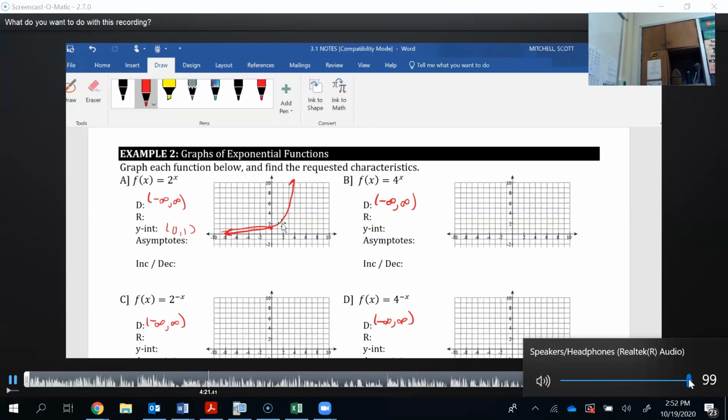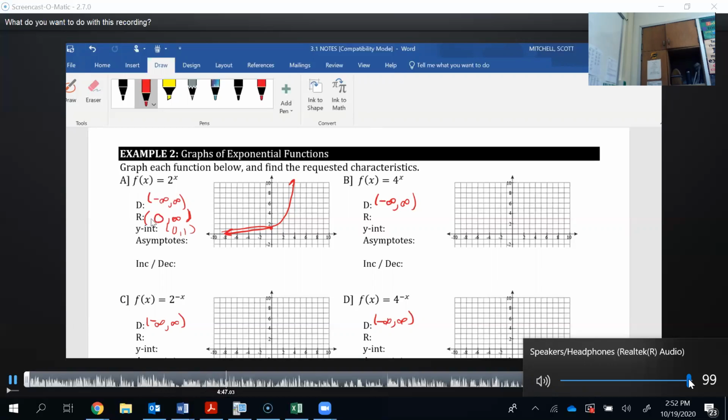So now I need to look at the range. Well, where does it go up forever? Yes. Does it go down forever? No. Okay. So my range is going to be limited going down, at least on this one. So my range is everything up with a parenthesis. Where does it go down to? Well, it doesn't cross the x-axis.